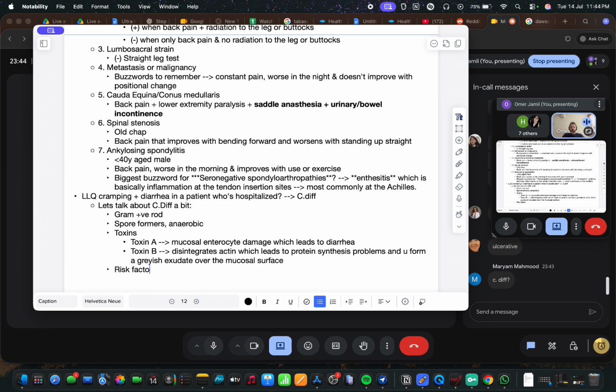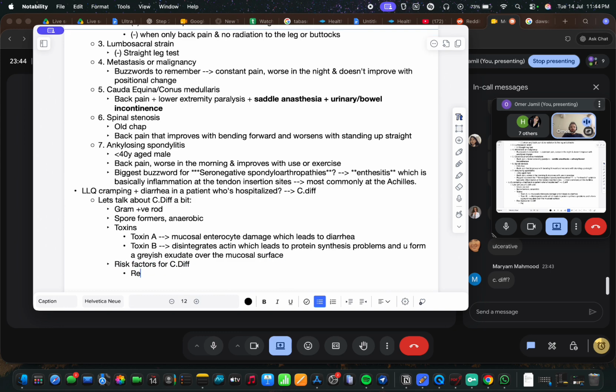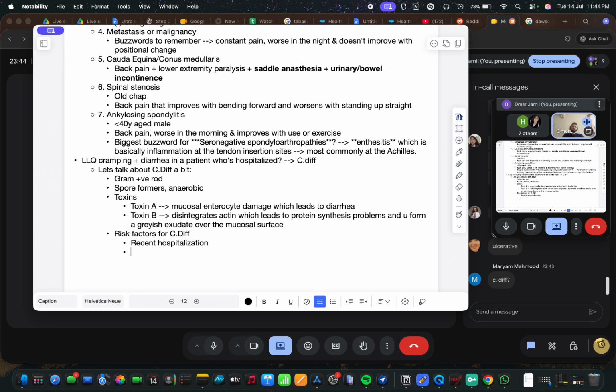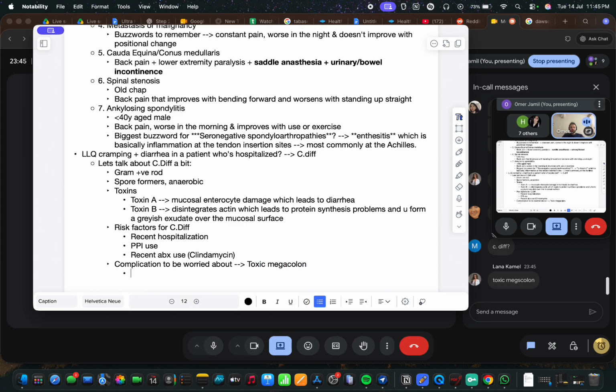Okay, so the risk factors for C. diff: number one is recent hospitalization. Then the second risk factor is basically PPI use. Third is basically recent antibiotic use, particularly clindamycin. Okay, what is the complication to be worried about with C. diff? Toxic megacolon. Excellent.